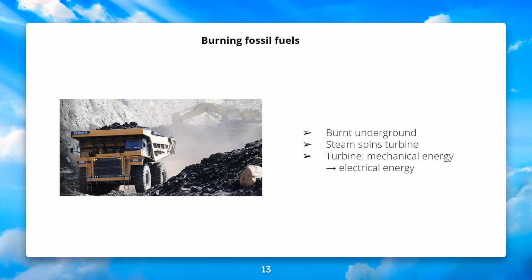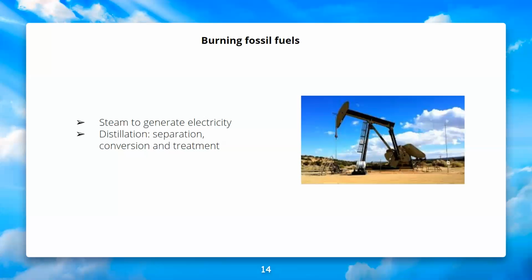Coal, for example, is mostly burned underground. The burning coal heats water that creates steam, which later spins the blades of a turbine, transforming heat energy from burning coal into mechanical energy that spins the turbine engine. This turbine is used to power a generator that transforms the mechanical energy into electrical energy. Oil is burned in a similar way to coal. Oil can be burned to heat water to create steam, to generate electricity, or burned under pressure to produce hot exhaust gases, which spin a turbine to generate electricity.